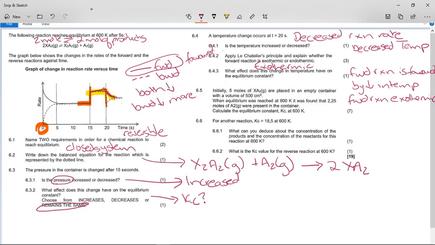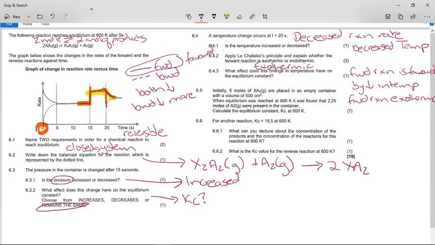We looked here, both reaction rates decreased, but the forward reaction decreased less, which means the forward reaction is favored by the drop in temperature, and the reaction that is favored by a decrease in temperature according to Le Chatelier's principle has to be exothermic. So the forward reaction is exothermic.